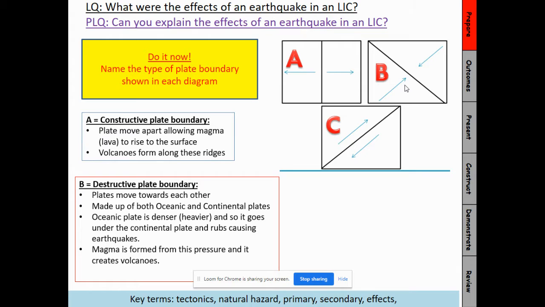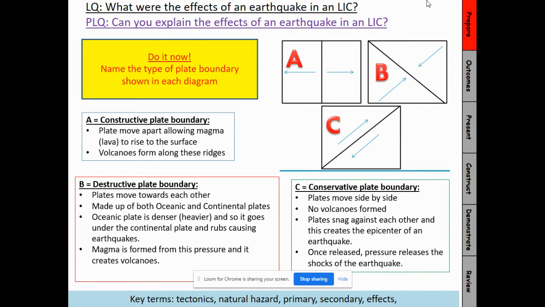That's quite a lot of information for this lesson, but what you need to know about the destructive plate boundary is basically that it creates both earthquakes and volcanoes. And this is what we're going to be looking at today in the example of the Nepalese earthquake.